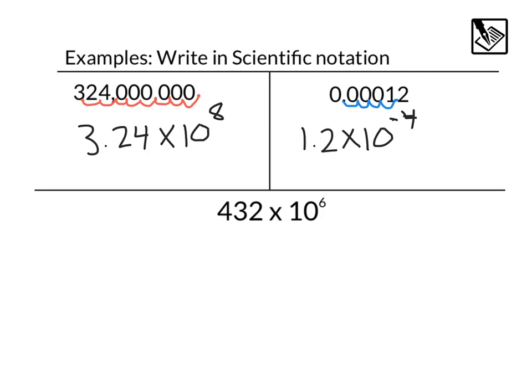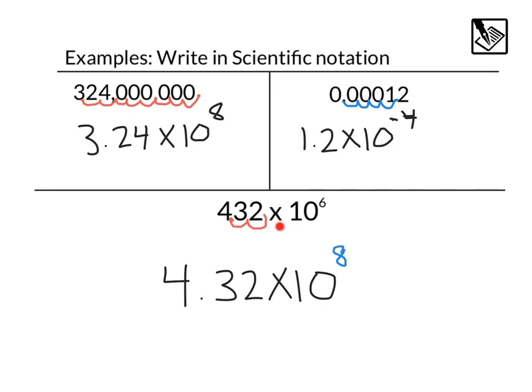This last example looks like it might be in scientific notation, but we do not have the decimal where we want it. We need that decimal to go right here, so there's only one digit in front. And that actually means this is going to move 1, 2 more spaces. So what we're going to have here is 4.32 times 10, and when we move this decimal over, we're actually making this smaller. It's like we divided by 10, divided by 10. So in order to keep that balance, we need to add those spaces to the exponent. So this is going to be times 10 to the 8th power.